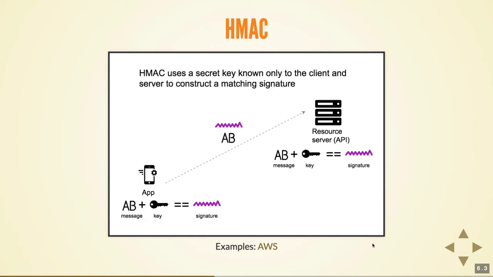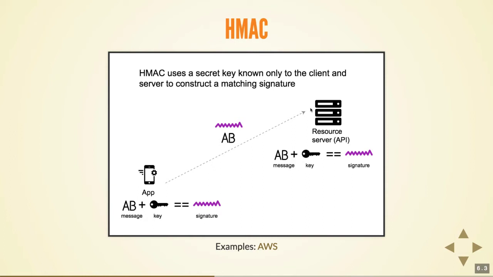The idea is you've got a message combined with a key that produces a signature. And this key is known to you, or the developer, or the app, and it's known to the server. The server has the same key. When this message, the signature, travels to the server, it uses the same key to decrypt it and check that it's a correct signature.